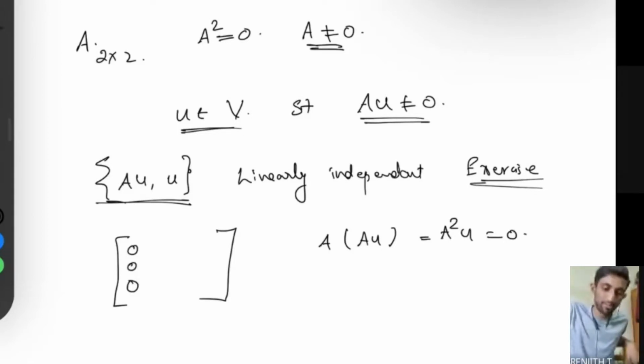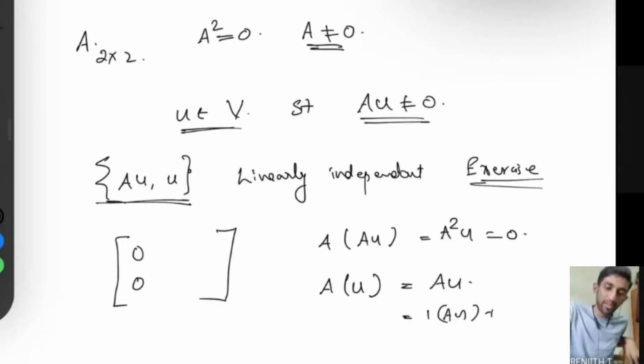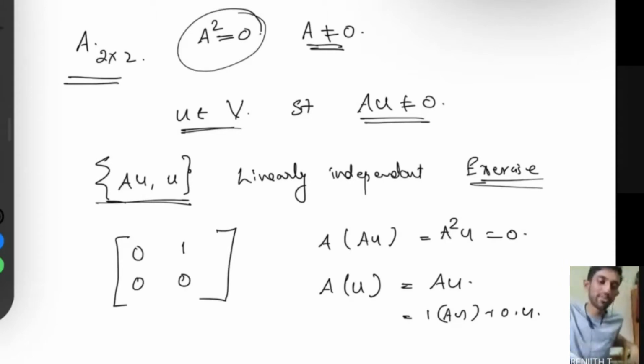So what will be the first column? It is 0. It is a 2 by 2 matrix, so the first column will be 0. And what is the image of the second one? A of U, that is nothing but AU. It is 1 into AU plus 0 into U, right? So what will be the second column? 1, 0. So if A is a nilpotent matrix with A square equal to 0 and A not equal to 0, it has a basis of this form.